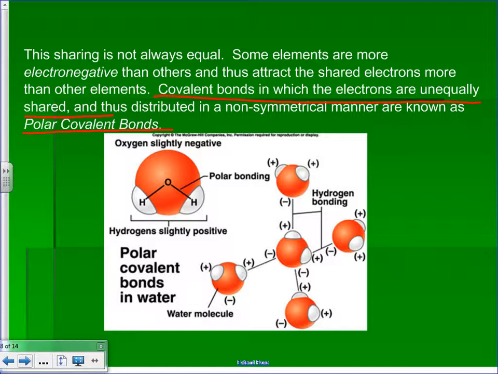All right. So we got our polar covalent bonds. There's a polar bond between hydrogen and oxygen here and here. So oxygen is slightly negative, the hydrogens are slightly positive. And then what they'll do is they'll bond to each other.